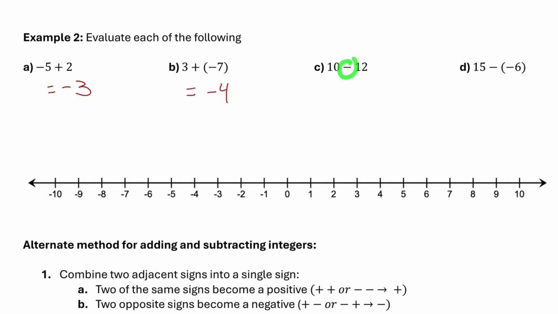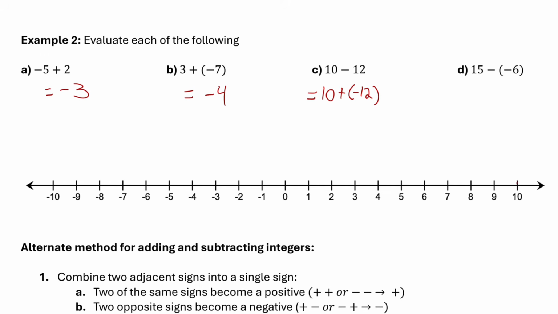Part C and D are both subtraction questions, so I can use the principle of adding the opposite. So 10 minus 12, I can think of that as 10 plus -12, which means start at 10 and then move to the left 12. Moving to the left 12 units brings me to -2.